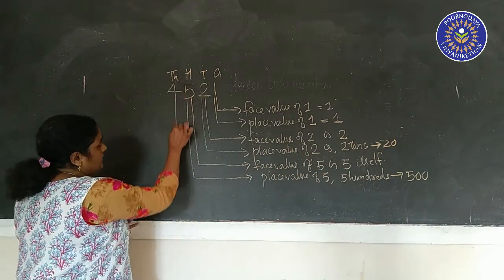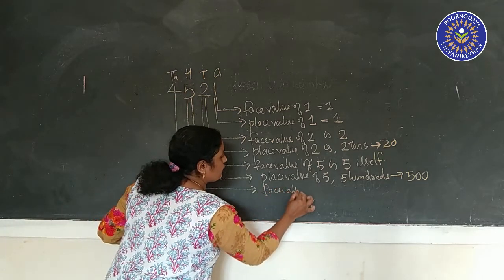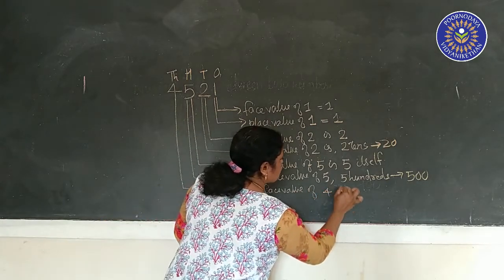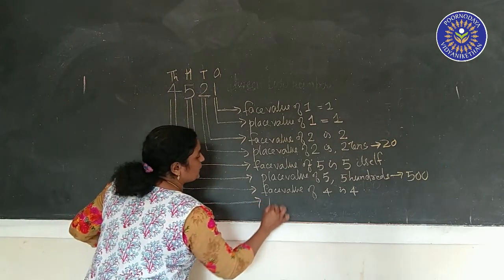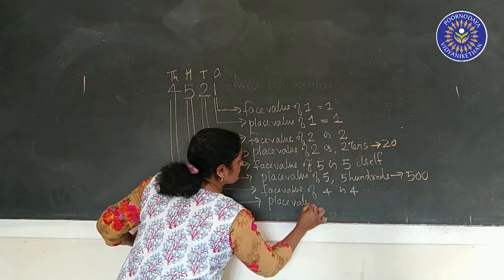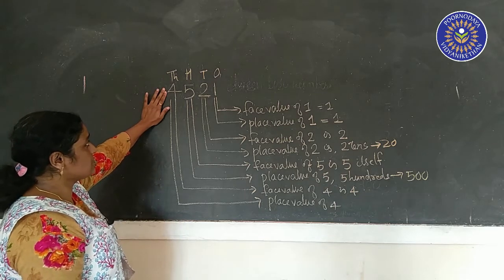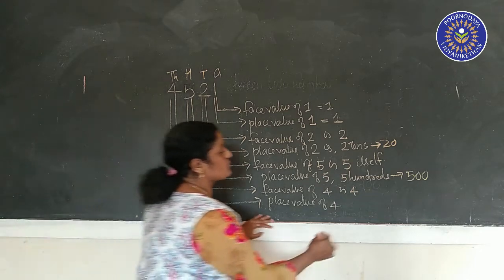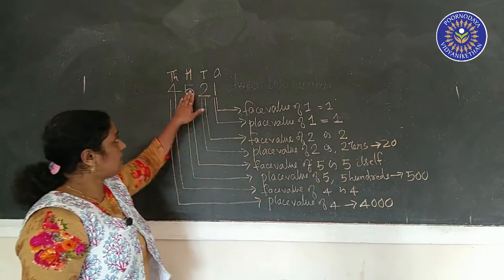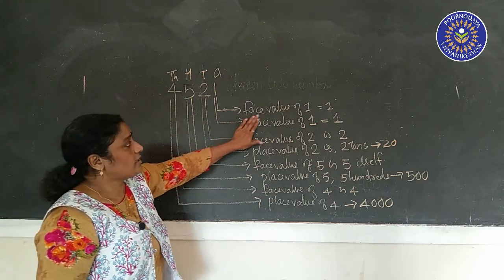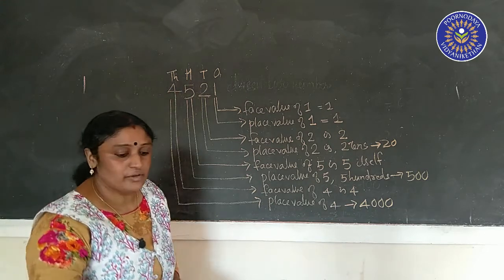Then in the thousands place there is 4. Here also the face value of 4 is 4. What is the place value? Place value of 4: 4 comes in the thousands place. That means 4 thousands are here. Clear? Like this we can write the place value and face value of a 4-digit number. Clear, no? One more example.